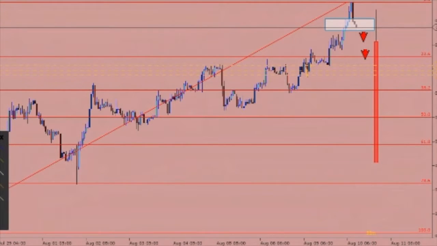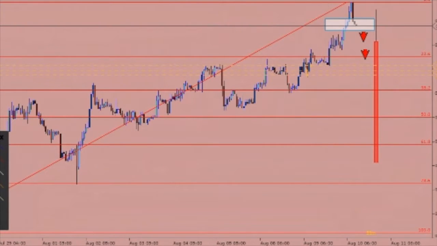I go blue for Tenkan-sen, red for Kijun-sen, because when the blue line rises above the red line, or the Tenkan-sen line rises above the Kijun-sen line, that's a buy signal. And when the red line rises above the blue line, your Kijun-sen rises above your Tenkan-sen, that's when you're going to have a sell signal.